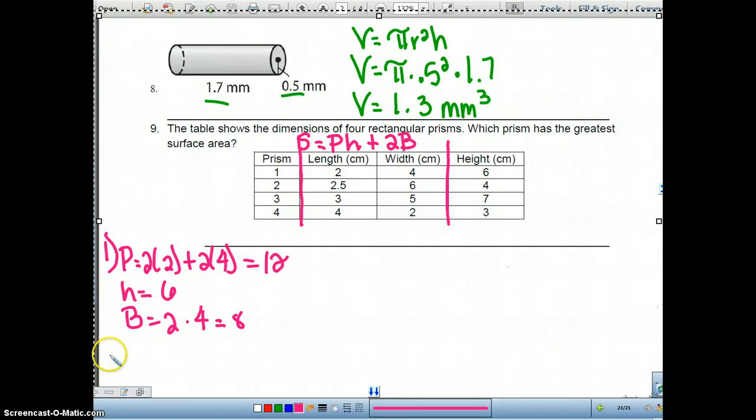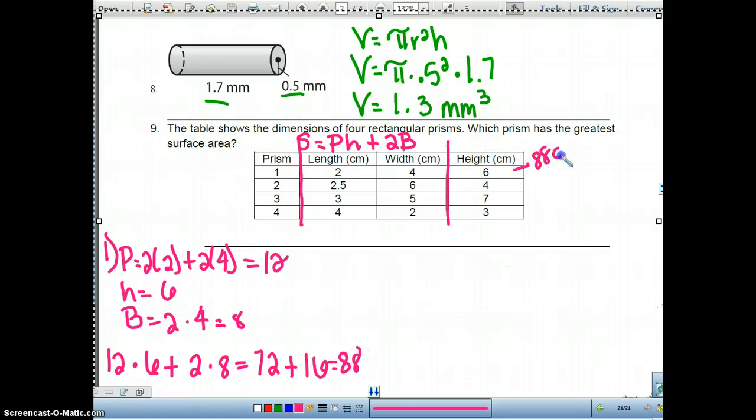All right, so we've got 12 times 6 plus 2 times 8. 12 times 6 is what? 72, and 2 times 8 is 16. So this one has what? Surface area of what? 88. So we got 88 centimeters squared. So now we got to find the next guy.